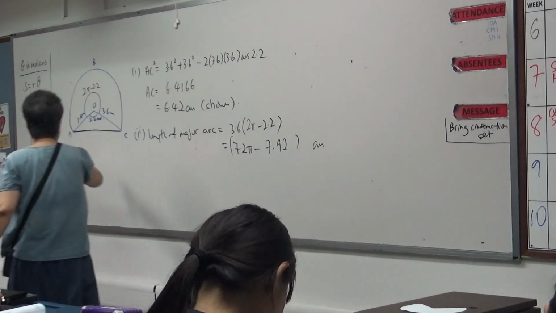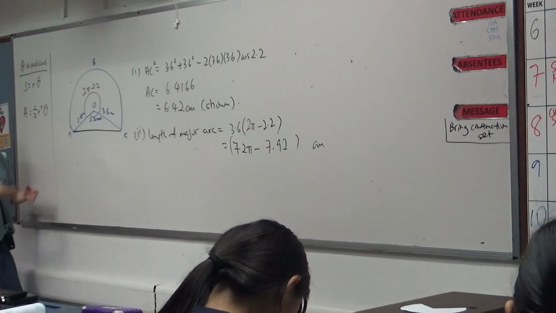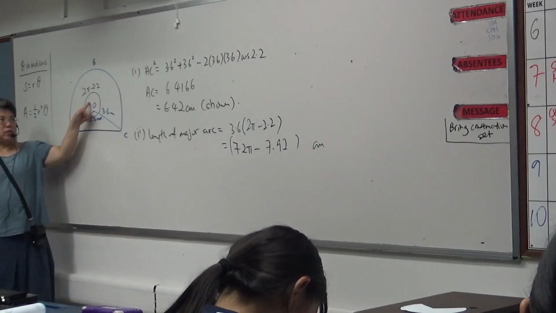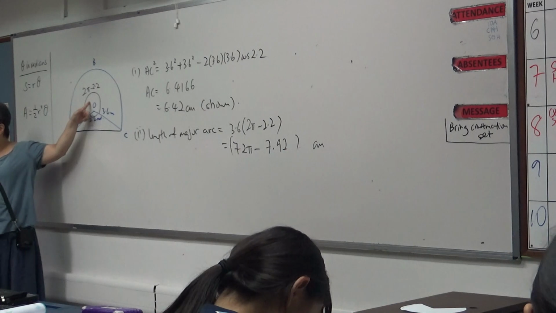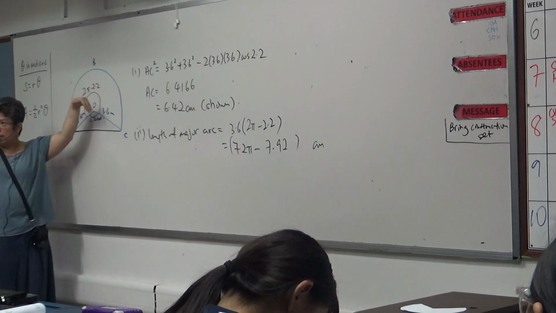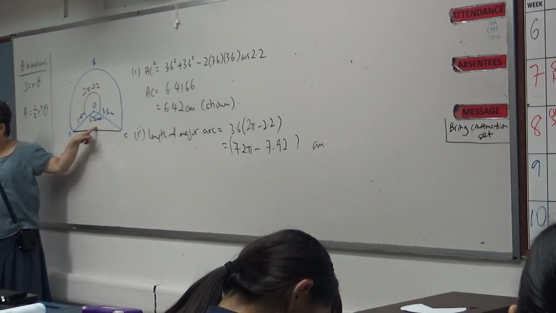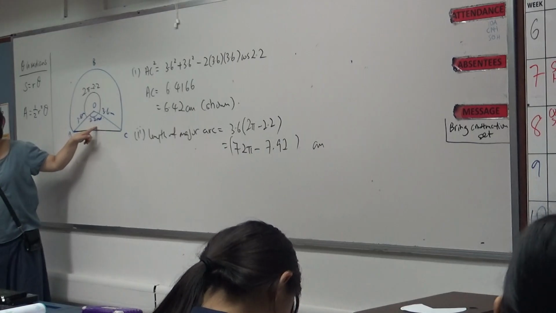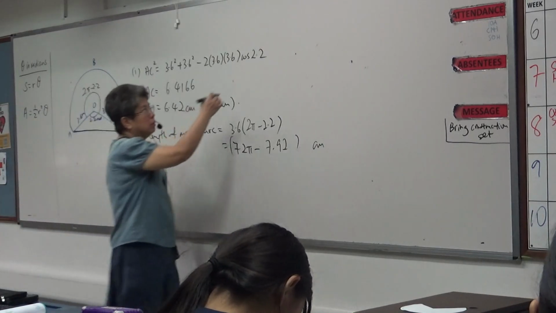Now, if I want to find the area of the whole tunnel, can you tell me what must I find? I must find the area of the major sector, right? Plus what? I want to find the whole thing. So I must find this major sector plus this triangle, right? Everybody okay? Yes or no? Okay, area of whole tunnel.